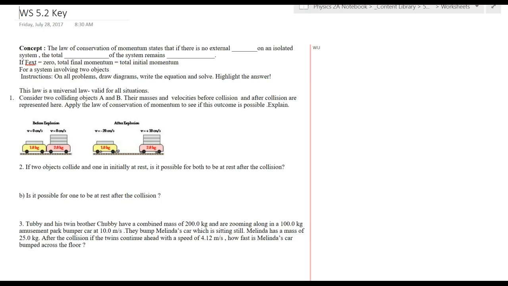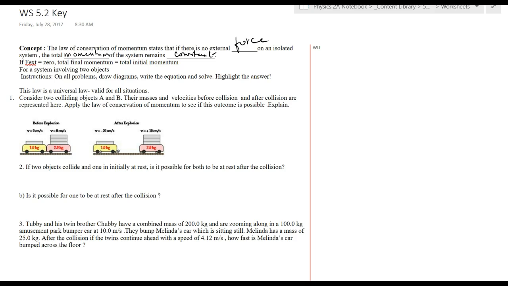So let's try some example problems on conservation of momentum. Let's recall the concept. The law of conservation of momentum states that if there is no external force acting on an isolated system, the total momentum of the system remains constant. What that means is within the system, one object can gain momentum and another object can lose an equivalent amount of momentum, but their combined momentum should always stay the same.